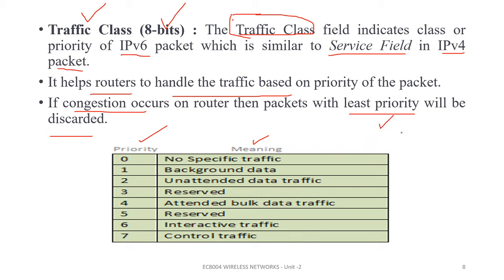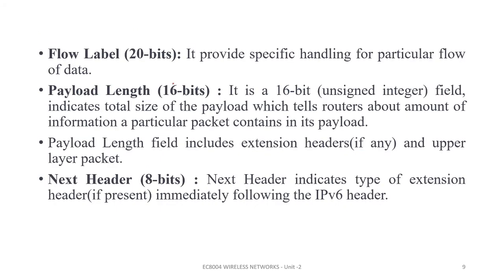Only the highest priority will be there in my internet protocol; others are discarded. So flow rate provides specific handling for a particular flow rate of data. Payload length is 16-bit. It is an unsigned integer, which means a positive number will be there.